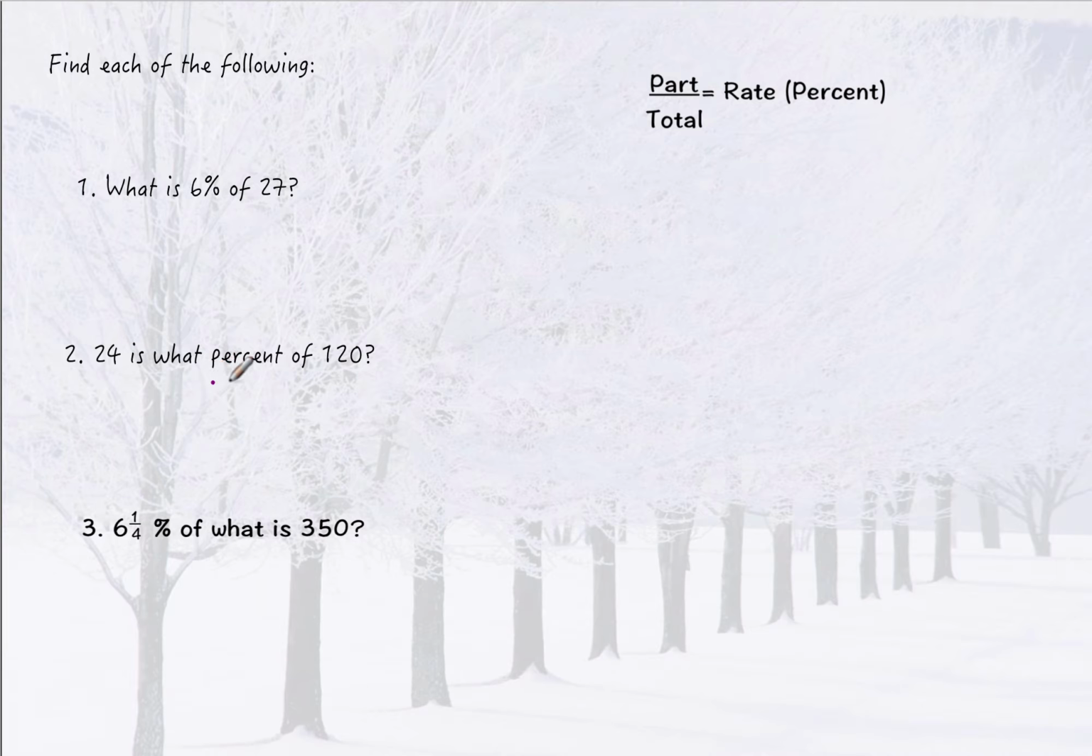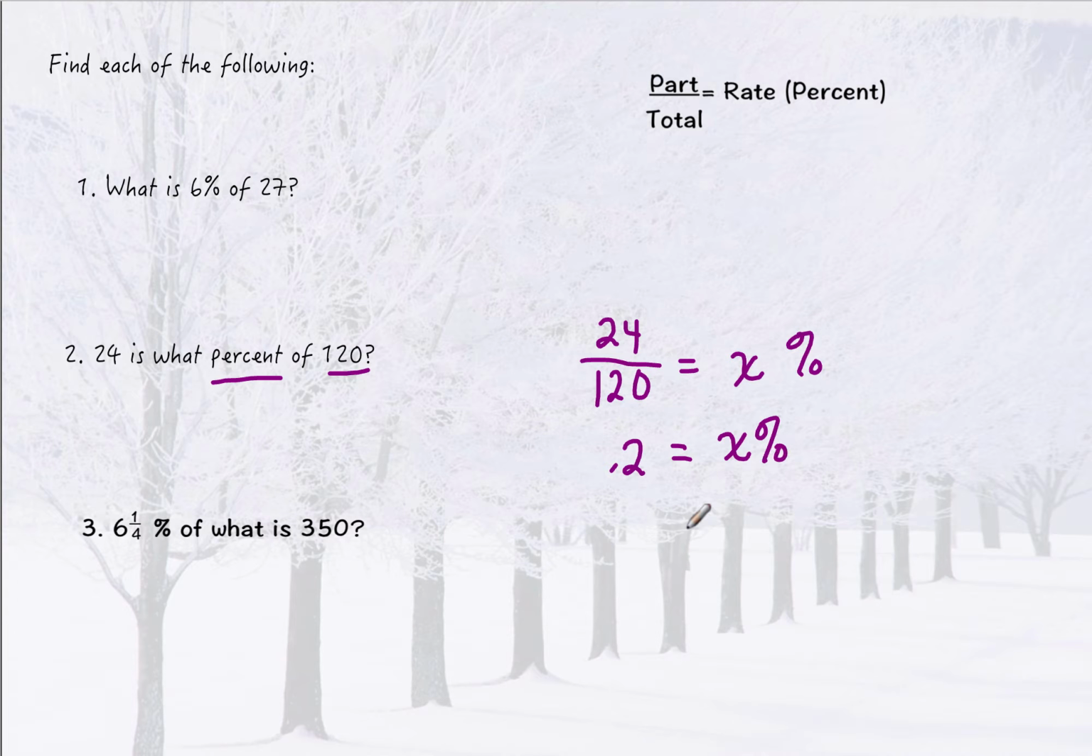$24 is what part of 120? So again, if I did it this way, my total is 120. And I only have 24 parts of 120. And I have to figure out what percentage that is. Well, that's just an easy dividing question. So if I take 24 and divide it by 120, I get 0.2 equals X percent. So if I want to change that into percent, remember, I just have to move the decimal over, and it's 20%.